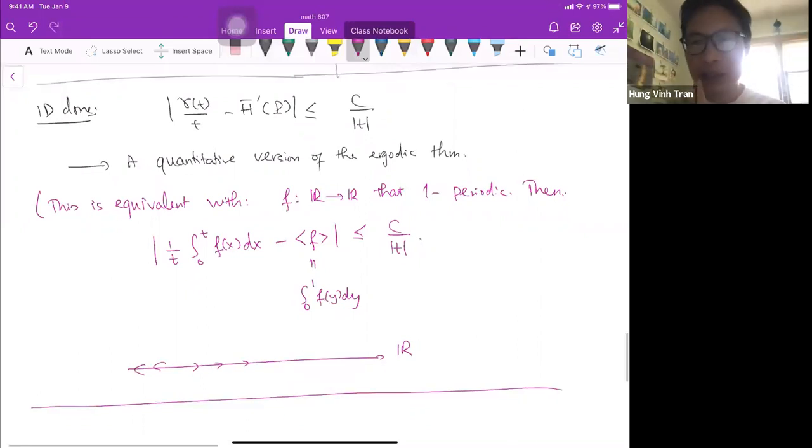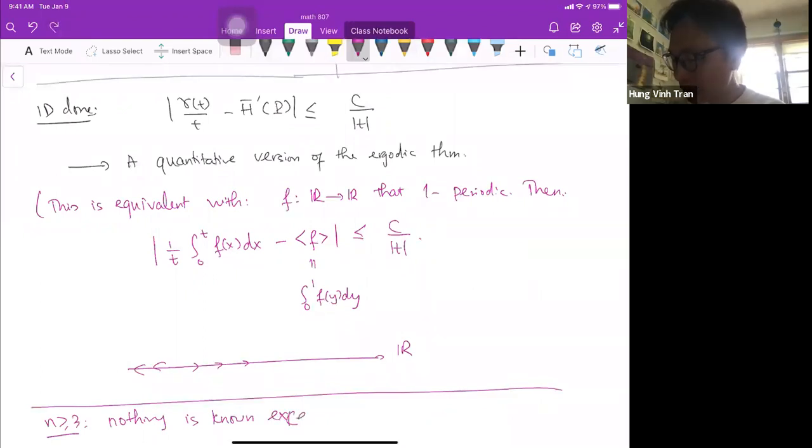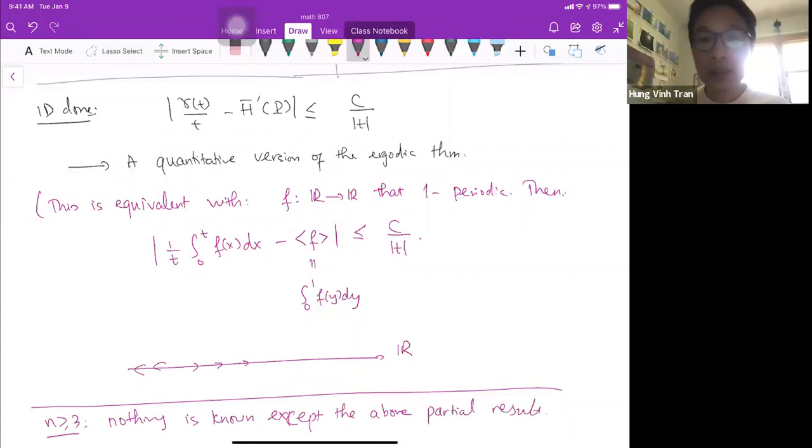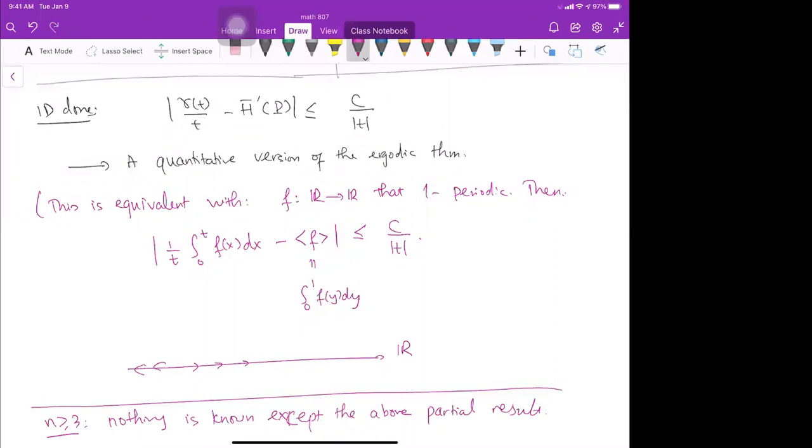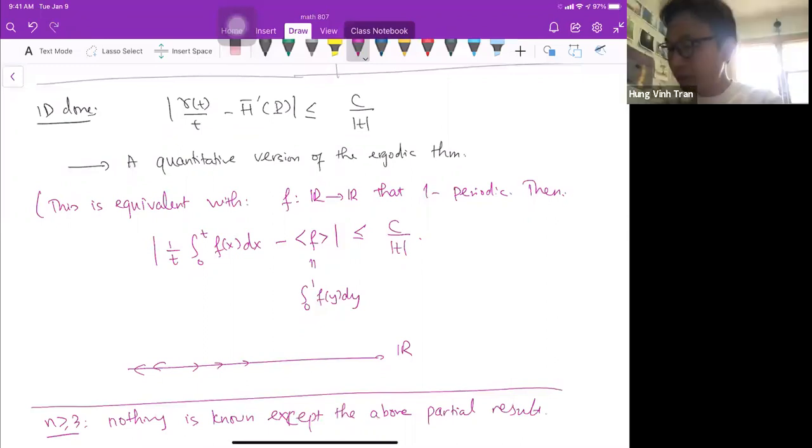In 2D we also know a little bit more. I'm cheating here, but when n is greater than or equal to 3, nothing is known, except the above partial result. Okay. Does it answer the question? Yes. Great.